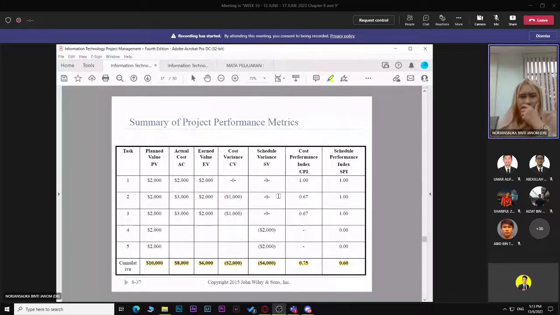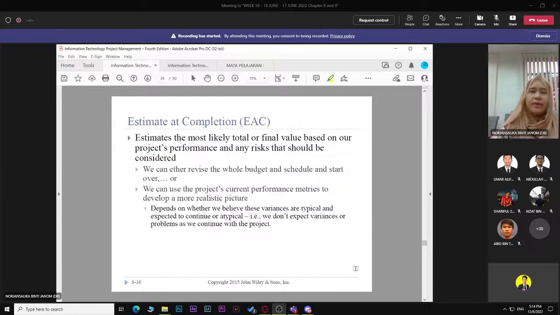So you put it all in a table like this. Easy to see the cumulative: planned value 10, and just extend a little bit. Cost variance 2,000, schedule variance negative 4. If you want to measure the ratio, it is 0.75 in terms of the budget, in terms of the cost, but for schedule it is 0.6. So now you already know how much you lost and so on.